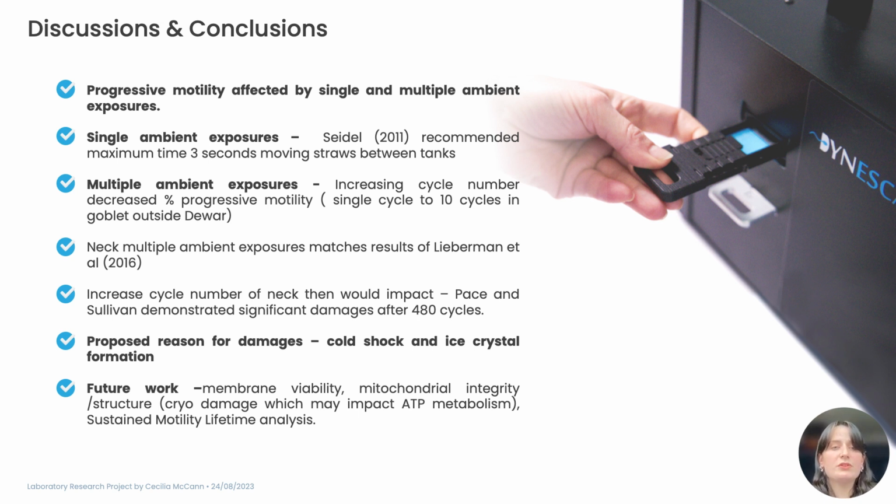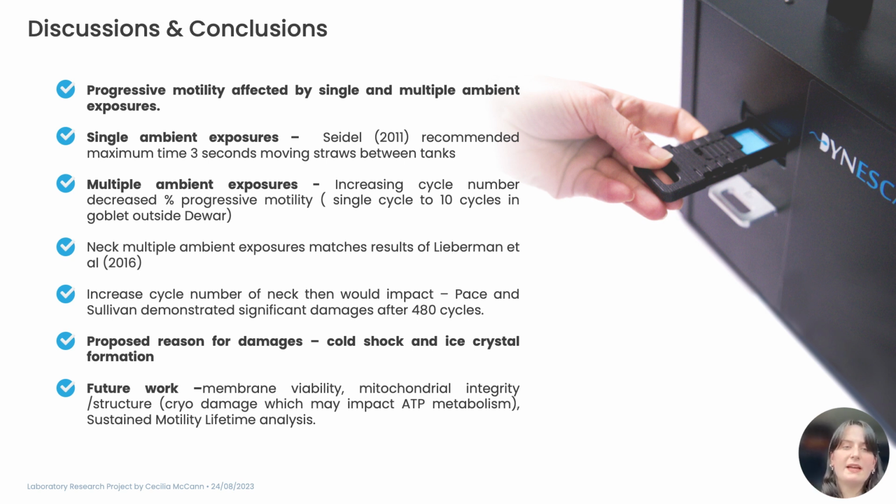These neck ambient exposures in the canister match the results of a previous paper by Lieberman et al., who demonstrated that 20 one-minute ambient exposures within the neck of the canister don't significantly impact motility parameters, but they do, interestingly, significantly impact acrosome integrity, which is maybe something that could be looked at in a further study. Another point for further study would be to increase the cycle number within the neck of the canister to an even higher number, because Pace and Sullivan demonstrated significant damage to motility after 480 cycles over the course of 1 year that was conducted on a farm.